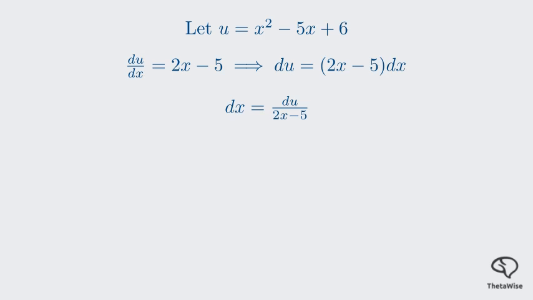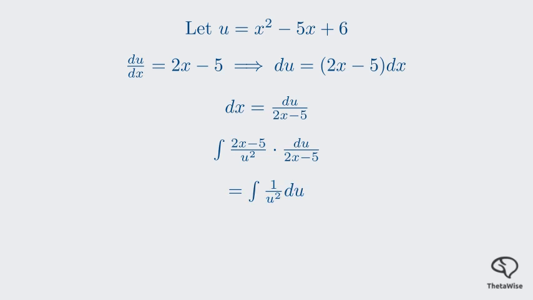Now let's substitute u and du into our integral. We replace the numerator with 2x minus 5, the denominator term with u, so the denominator becomes u squared, and dx with du over 2x minus 5. The 2x minus 5 terms in the numerator and denominator cancel out, leaving us with a very simple integral, the integral of 1 over u squared du.